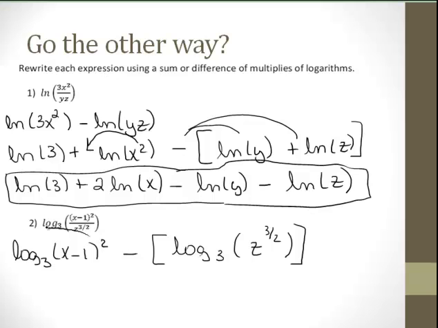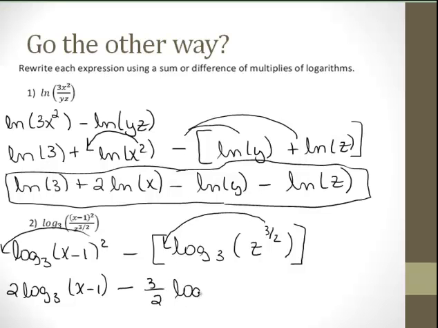So we can use the power rule and bring this out front. We have 2 log base 3 of x minus 1. There's just one term here, so we can drop those brackets. Minus, and bring this out front. So we have 3 halves log base 3 of z. That's all we can do to that one.